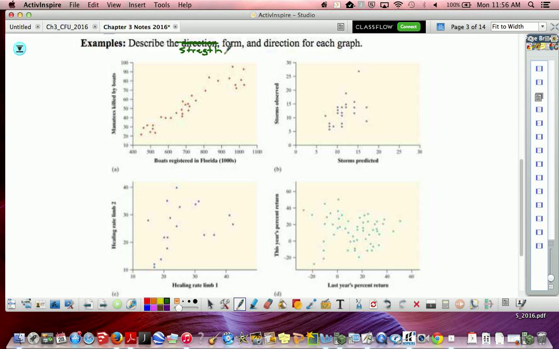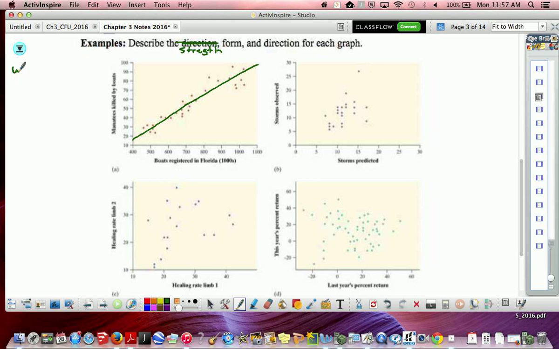So in the first one here, it says boats registered in Florida, and the y-axis looks like manatees killed by boats. If I look at this, draw a little line here, does it look like a fairly nice linear pattern? Okay, so we're definitely talking linear. Does it look strong? Yeah, I might even say very strong. Is it positive or negative?